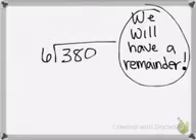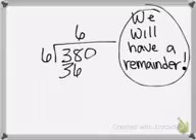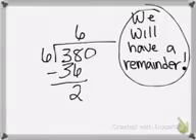Okay, you should have gotten 6, because 6 times 6 is 36. It's as close as we can get. So now we have to do the subtraction. 38 minus 36 is 2. Next step, bring down the 0.